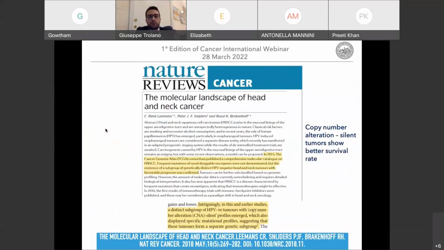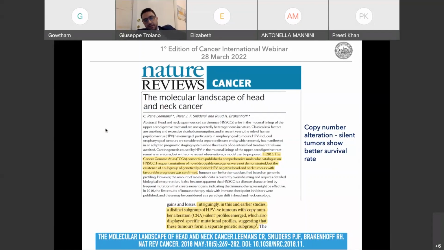In 2018, this was also confirmed by studies on the Cancer Genome Atlas database, which we know is the biggest study that allows a multi-omic analysis for this kind of tumor. These are free data that everyone can access.